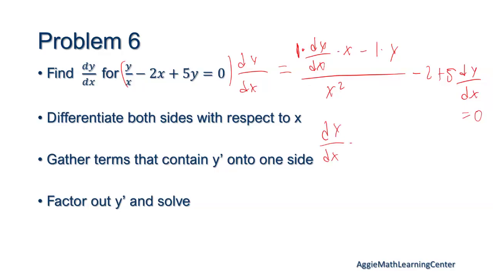dy dx times x minus y is equal to 2 plus, actually minus, is that the eraser? Minus, I'm in black, okay. 5 dy dx times x squared.